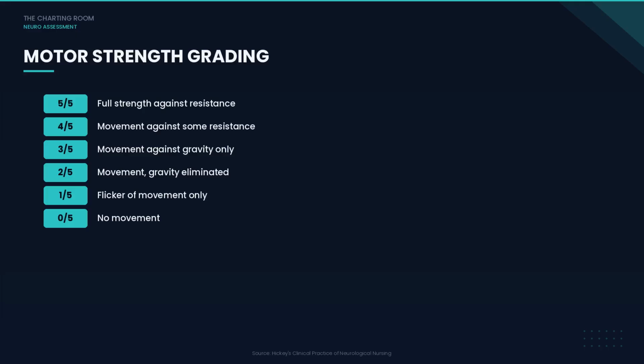Pronator drift is one of your most sensitive tests. Have the patient hold both arms out, palms up, eyes closed, for 10 seconds. A weak side will drift downward, and the palm will pronate, turn inward. This can show up before you'd ever detect weakness on a manual strength test.